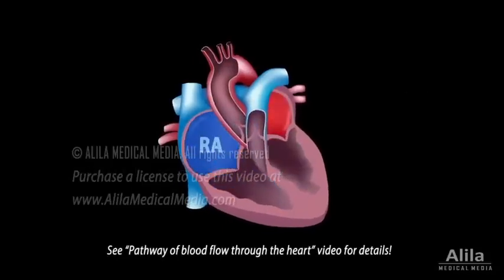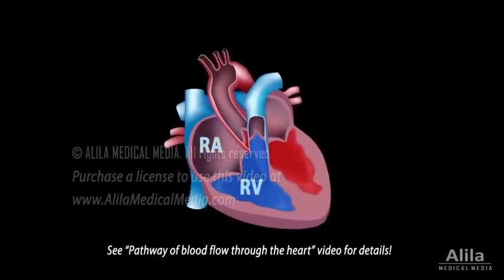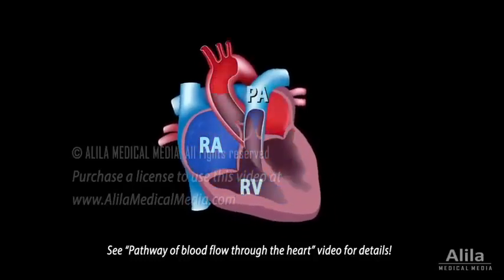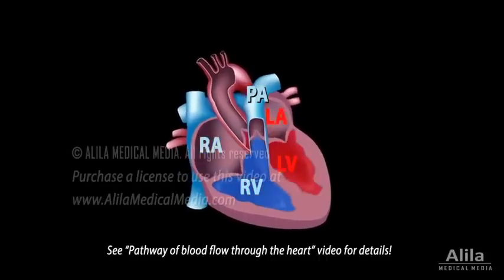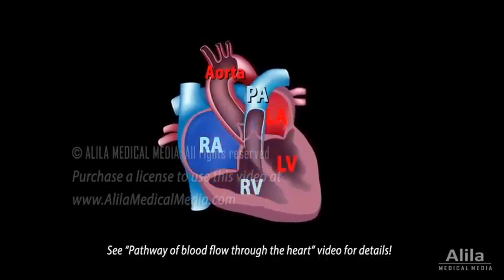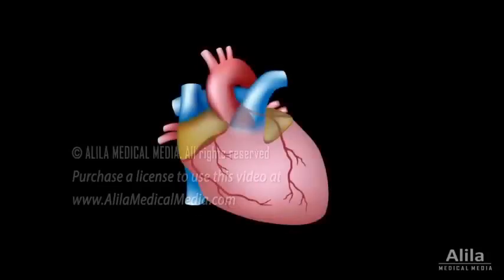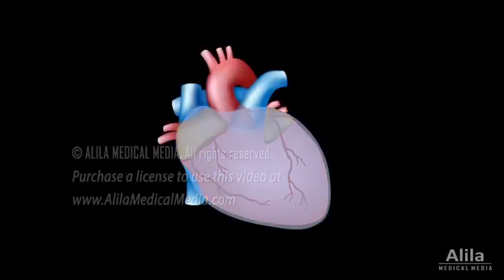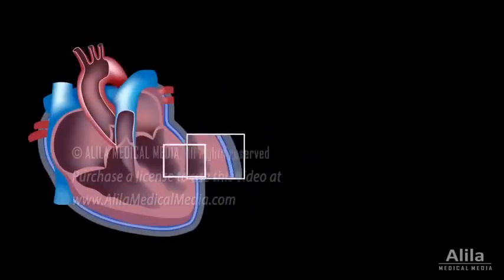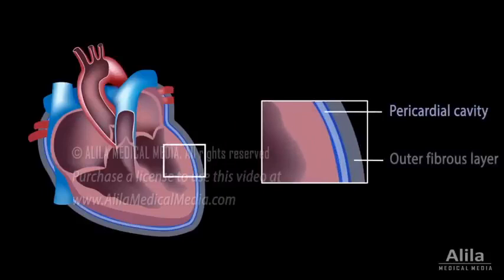Oxygen-poor blood flows from right atrium to right ventricle to pulmonary arteries, while oxygen-rich blood moves from left atrium to left ventricle to the aorta. The heart is enclosed in a double-walled protective sac called the pericardium. The pericardial cavity contains a fluid which serves as lubricant and allows the heart to contract and relax with minimum friction. The heart wall has 3 layers.